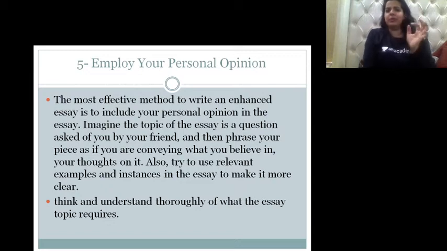Now employ your personal opinion. Include your personal opinion because it's a very effective way to write an enhanced essay. Imagine the topic of the essay is a question asked by your friend. You are just conveying it, convincing the other person to believe. But remember, this is only allowed when your opinion is being asked, and when no opinion is being asked, then obviously you will not write about it.